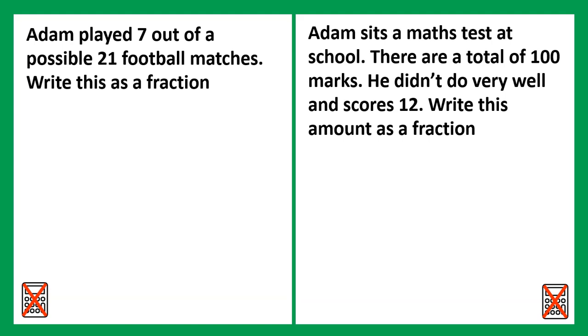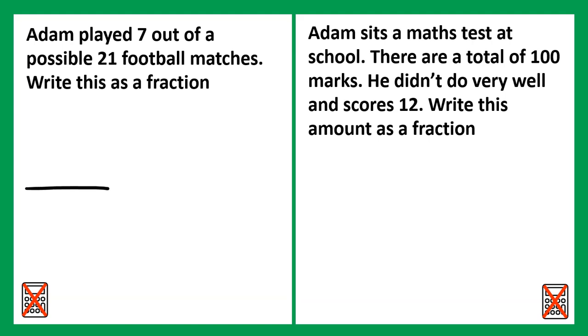Adam played 7 out of a possible 21 football matches. Write this as a fraction. So we can have worded problems as well as shaded diagrams. Remembering a fraction is made up of two parts split into the numerator and the denominator.